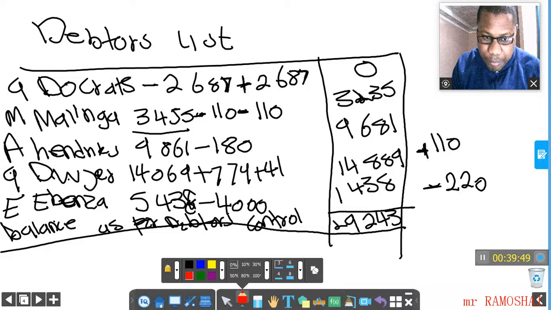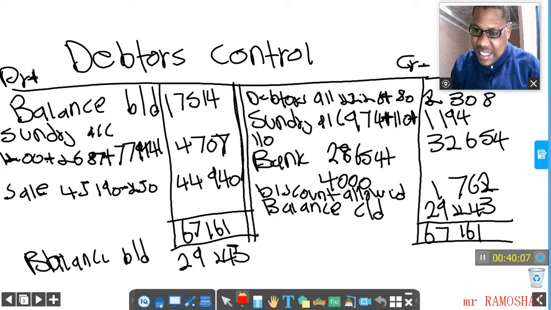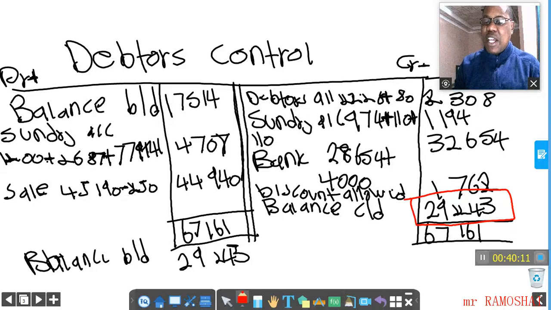I'm changing the color here. I want to show you something. You see this balance, guys? We must not force it. I want to write 2 here, but this tablet is failing me. So this balance, guys, you don't have to force it. Calculations must make this balance to be the same as this balance. Look at this. The balances are the same. So that means we have reconciled our debtors control and our debtors list.